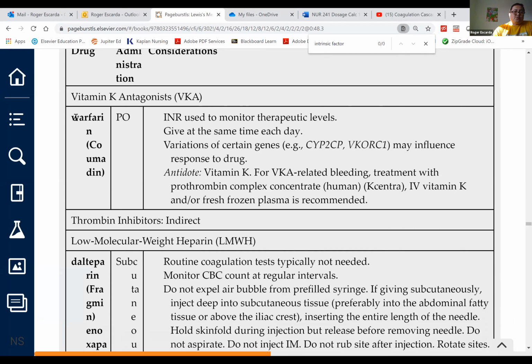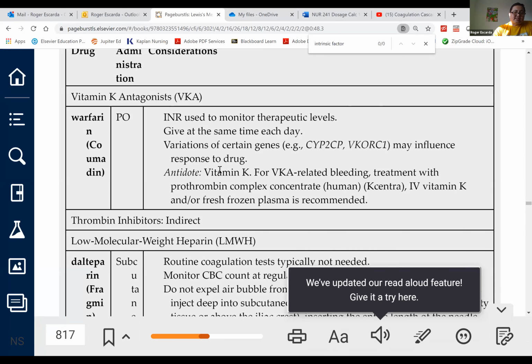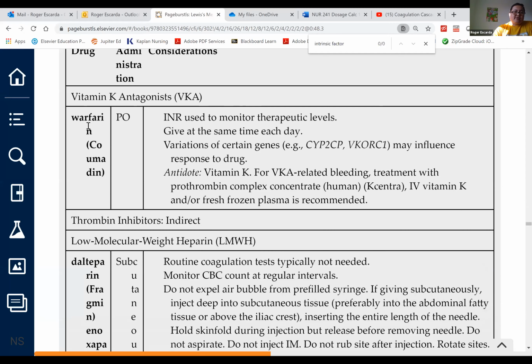That's why, since warfarin is a vitamin K antagonist, the antidote is vitamin K. If you give warfarin, it will prevent future production of clotting factors. So you have fewer clotting factors, because now you're giving a vitamin K antagonist. You need vitamin K in order to make 4 types of clotting factors.